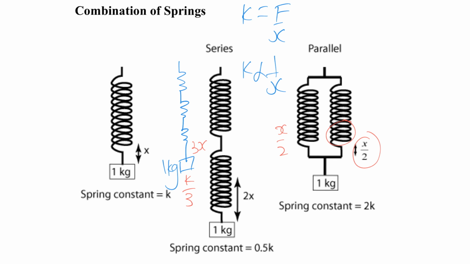So which means to say, if I have 3 springs in parallel carrying the same 1 kg mass, so what will be the total extension from top to bottom? X divided by 3. So what is the new spring constant? 3K, inversely proportional. Do you understand that?